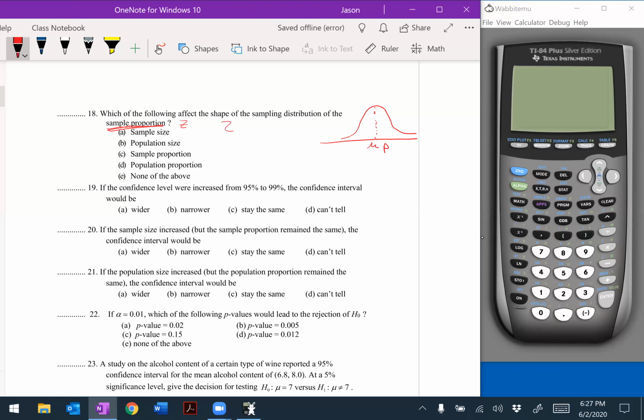Well, what affects a z-score? How would I get a z-score? Well, it'd be p hat minus p all over the standard error, which is the square root of p times 1 minus p all over n. So what is going to affect the shape of the sampling distribution?